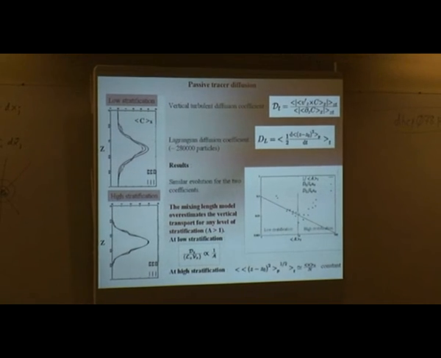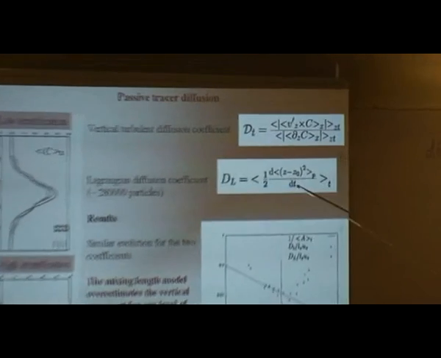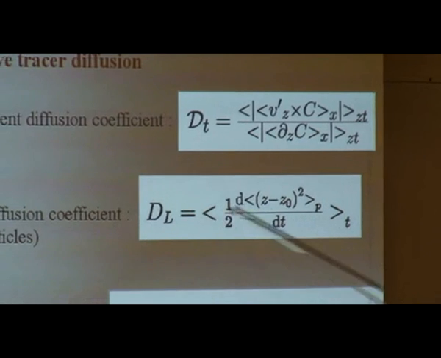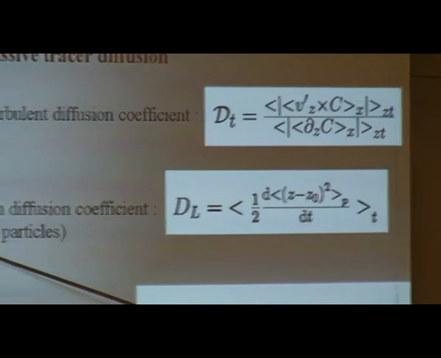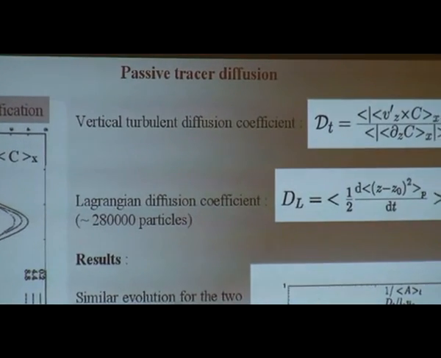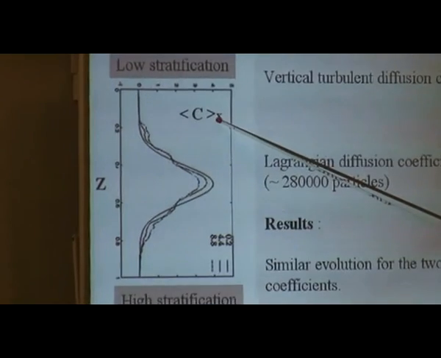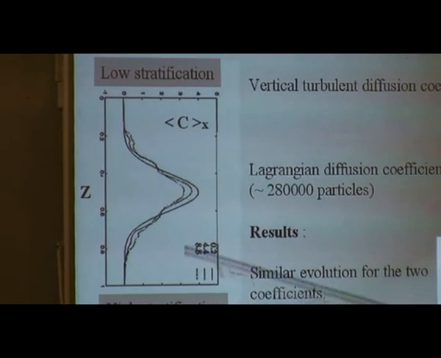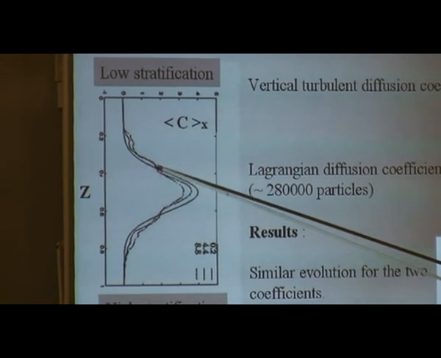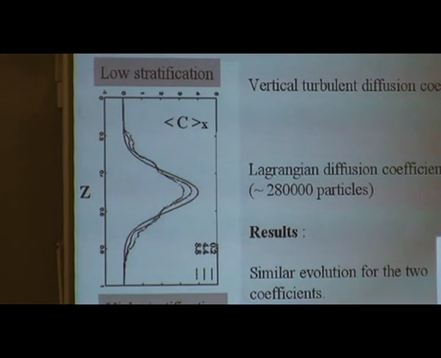So, to finish on the Sci-Fi, this is the definition of our turbulent diffusion coefficient and the definition of our Lagrangian diffusion coefficient, calculated with particle tracking. We put 280,000 particles. Here you have the profile of the tracer for the lower stratification, so lower stratification is the lower anisotropy, and then the highest anisotropy. This is the initial profile, and we see that the vertical diffusion is reduced when you increase stratification.